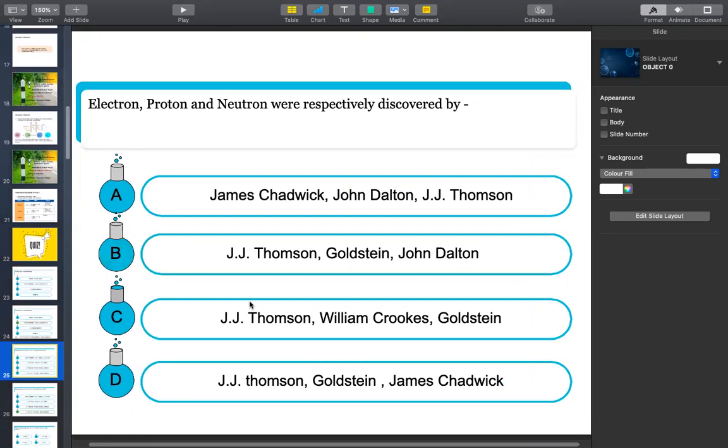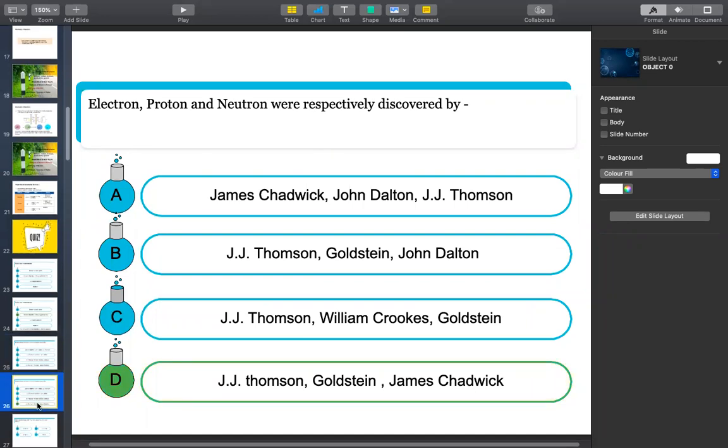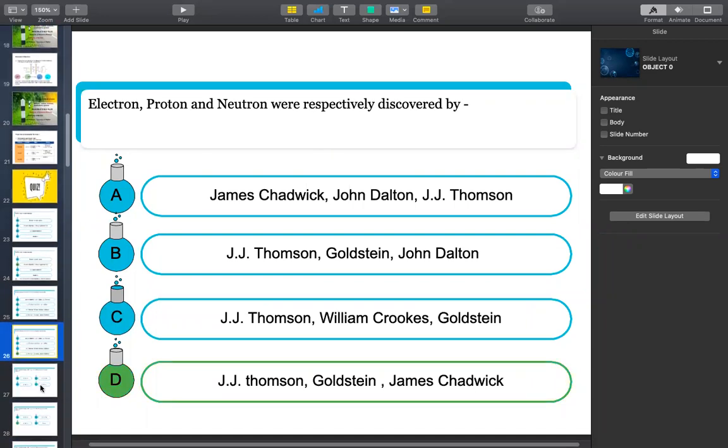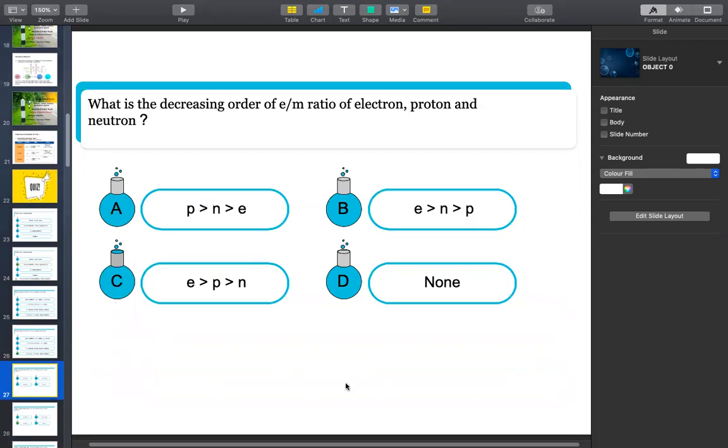Electron, proton, neutron were respectively discovered by. Yes, fast. Electron, proton, neutron. J.J. Thomson, Goldstein, and this. Very good. Fine. Now, next.